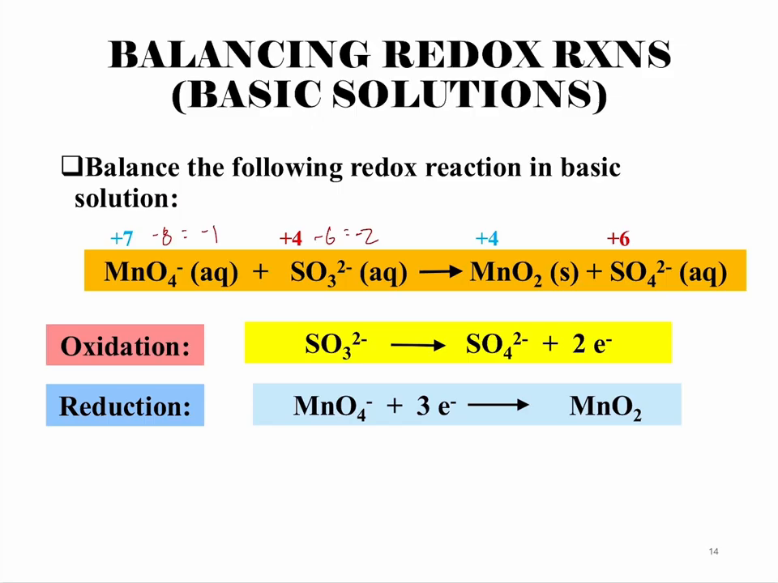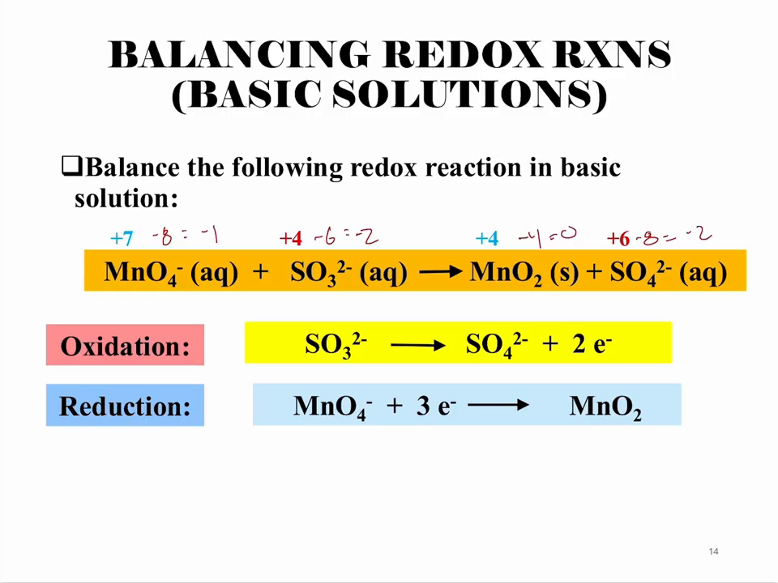We do the same thing for the product side, right? +4 for manganese oxide, manganese 4 oxide. The overall charge on that molecule is what? 0, right? So they have to cancel out. And then for the sulfate ion, we have -8 from the oxygens, and the overall charge is what? -2, which means that we have to have a +6 charge on the sulfur.